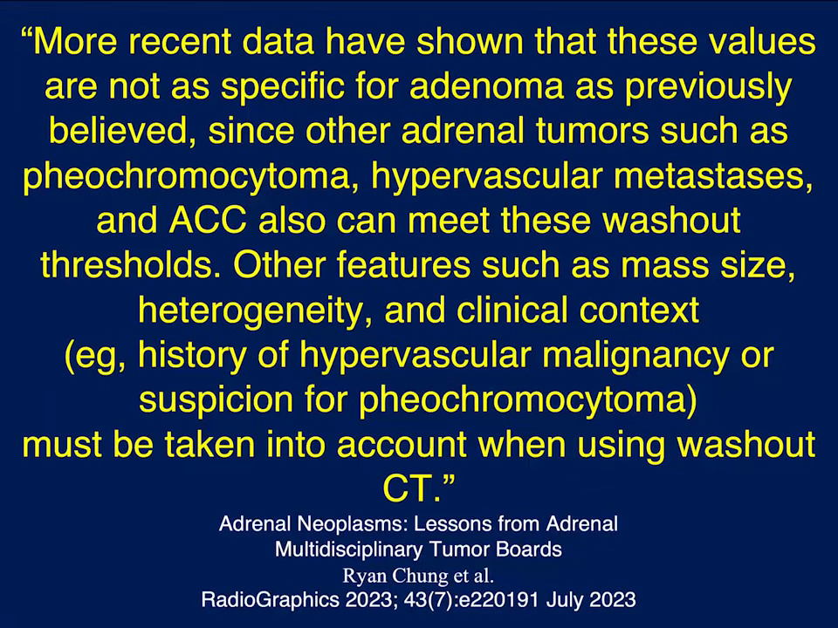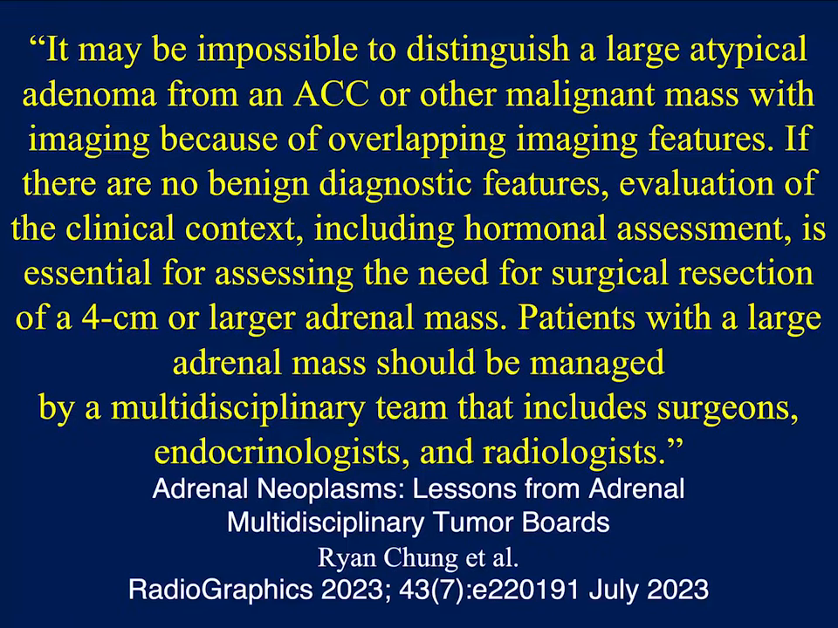Now, again, size of an adrenal lesion is one important feature. Again, we'll discuss a lot about a 4 centimeter range, but it's more than that. It's the heterogeneity. It's the clinical context. What else is going on? What physical findings? Is the patient cushingoid? Does the patient have hypertension? All of those things go into making our diagnosis.